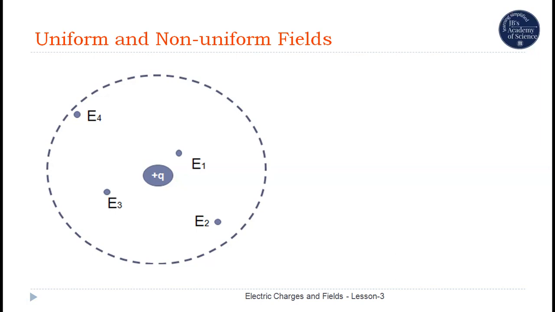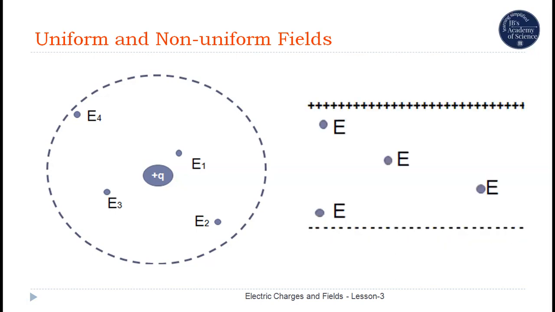Now, take another arrangement of electric charges. We have a positive charge and a negative charge arrangement. A parallel arrangement of a positively charged plate and a negatively charged plate. Now consider any 4 points inside the space. In this case, you can see the electric field intensity at any point inside the space between these two charges will be same, unlike the earlier case.